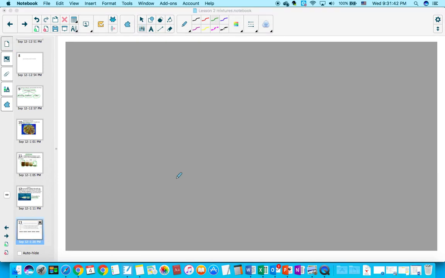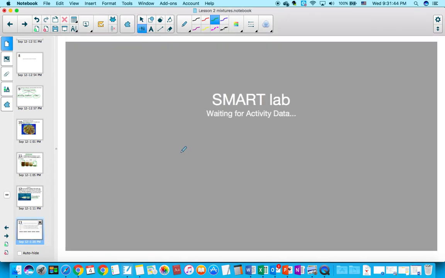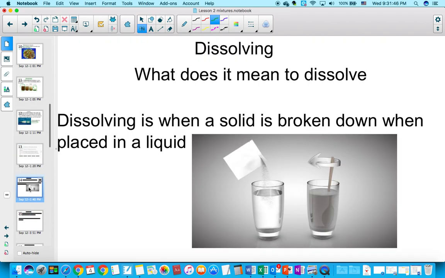So this is just going to be a quick review thing we'll do in class. And then from there, we'll jump onto dissolving. So this is the process of making mixtures. Dissolving means when you take a solid and it's broken down when placed in a liquid. So for example, you take salt or you take sugar and you add that to water to make a solution.